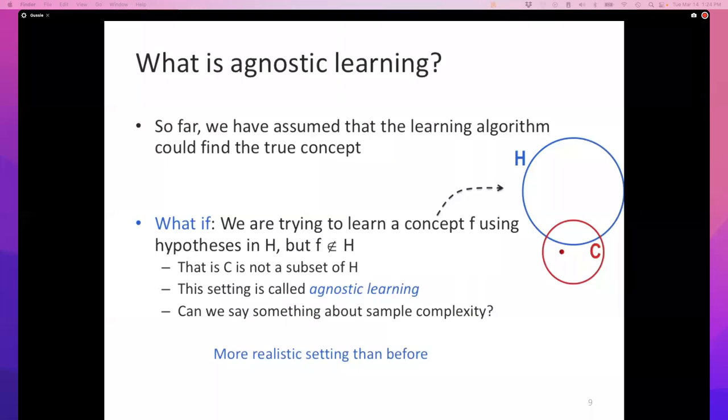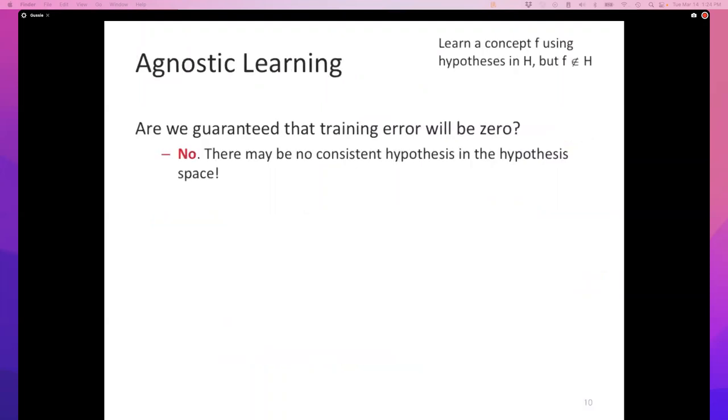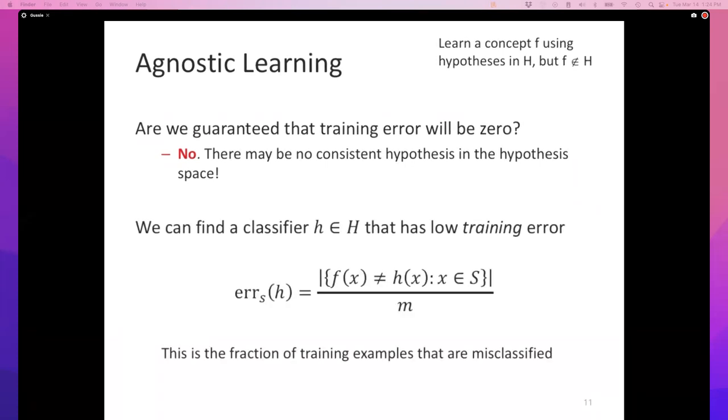Yeah, so at this point, we have to make the goals of learning a little bit more realistic. Importantly, we are no longer guaranteed zero training error because the true function may not be inside our concept class. So maybe there are certain training examples that no function in our set can reasonably predict correctly. So there may be no classifier that is consistent with any training set. In other words, the best thing we can hope for is to find a classifier that has low training error.